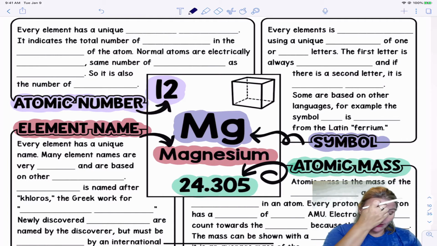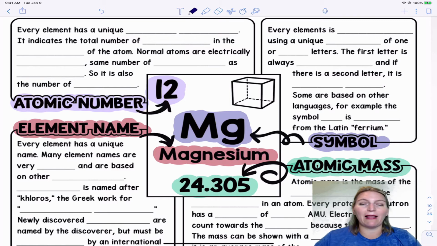So let's start by talking about the atomic number. The atomic number you will always recognize as the whole number, and it will always increase by 1 going from left to right on the periodic table. So what is the atomic number? Well, every element has a unique atomic number, right? It indicates the total number of protons in the nucleus of the atom.